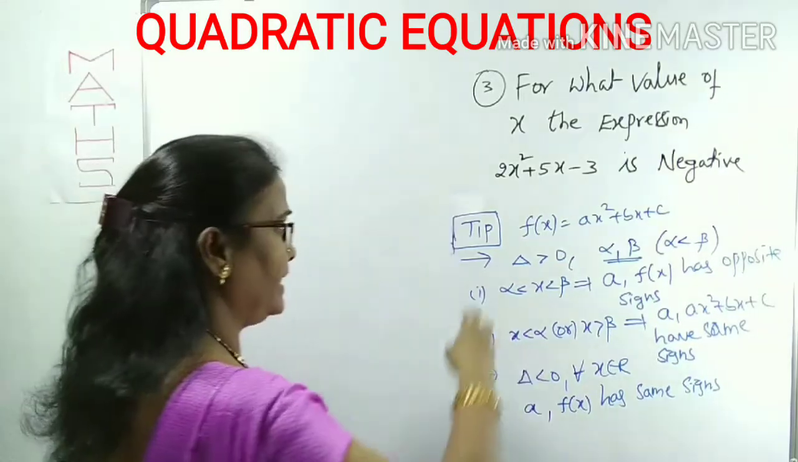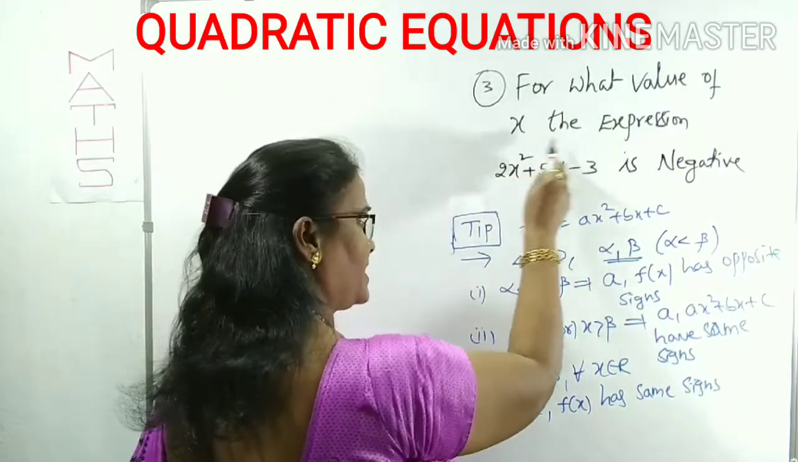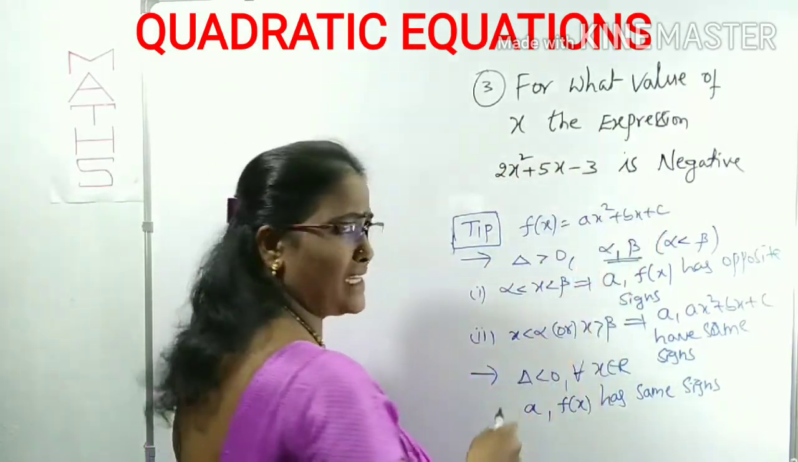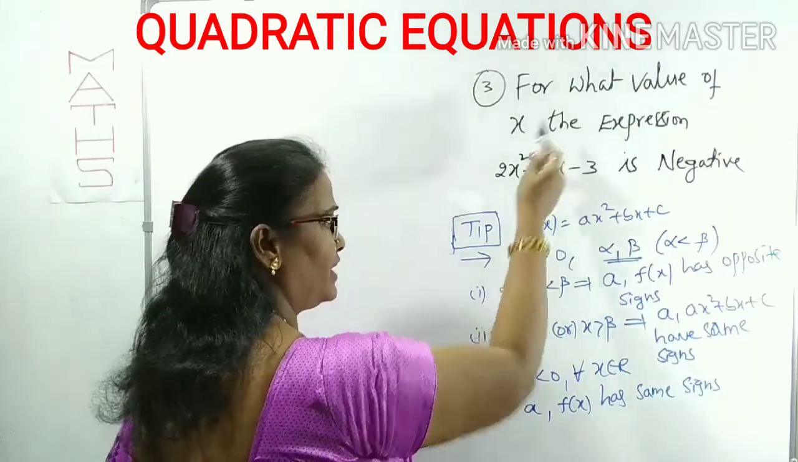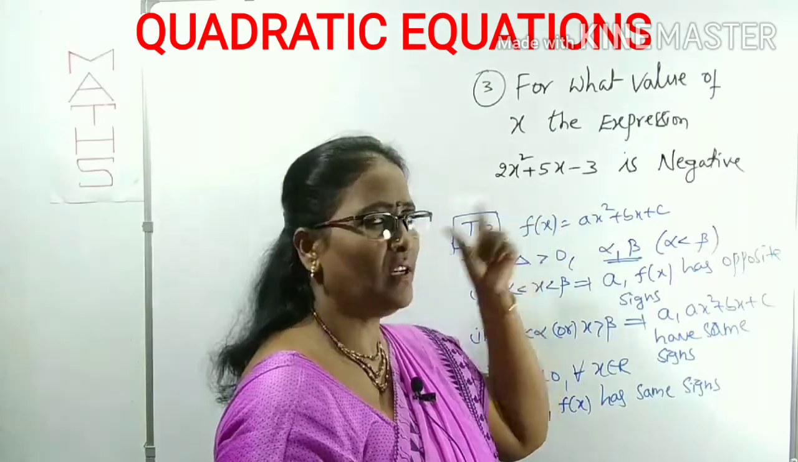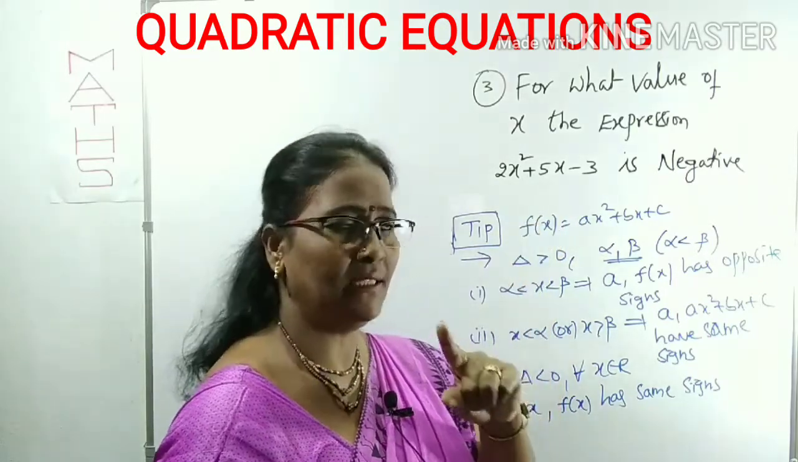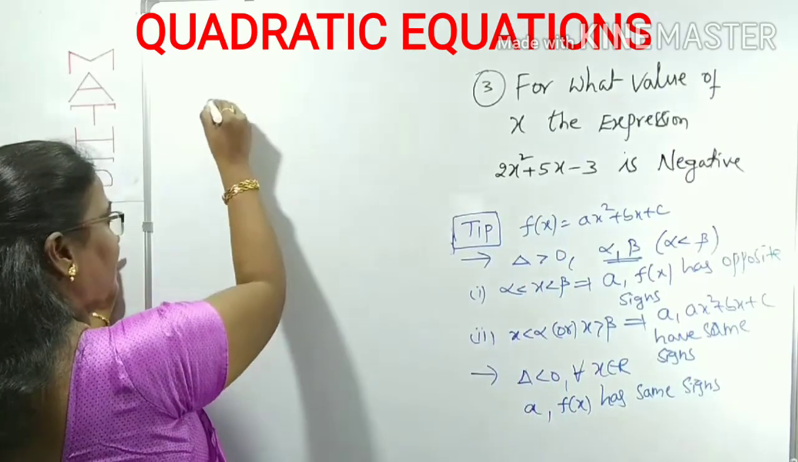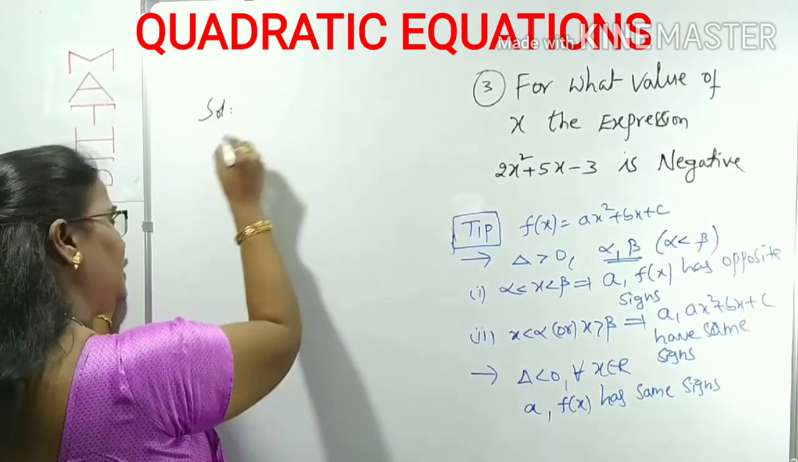Clear? Question number 3. Here it asks for what value of x the expression is negative. First, as I said, we have to check the delta. What is delta? For that I am doing the solution here.